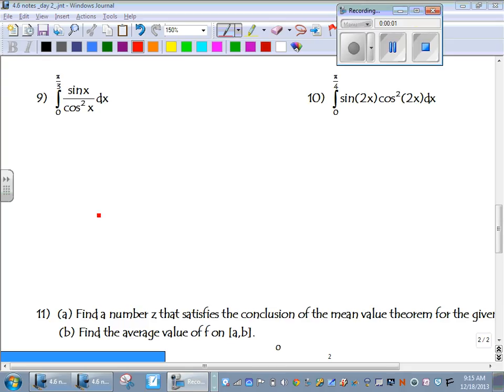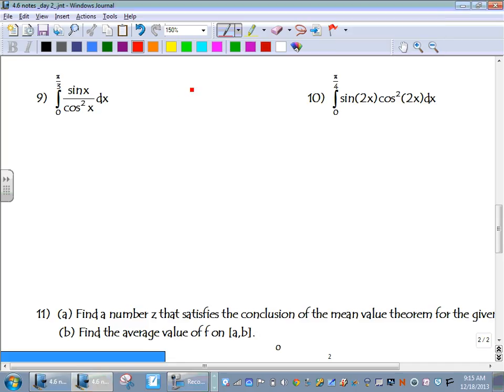For number 9, this one right here, we have sine and cosine in the same integral. And we talked about this a while back, that if we have sine and cosine, and one of them is raised to an exponent, that is generally going to be our u. So cosine is being squared, u is going to be cosine of x. So du would be the derivative of cosine, negative sine of x, dx. So we need a negative inside and a negative outside.